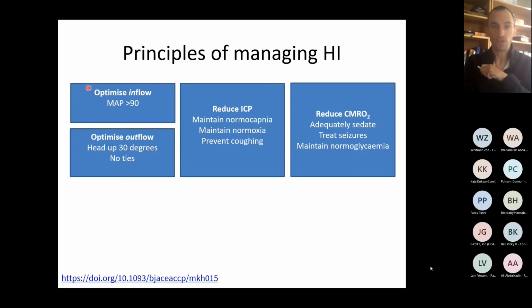And we talked about the other things on this slide. The only thing to say really is when we're talking about maintaining inflow, we're aiming for a MAP of above 90. And the reason we do that is your cerebral perfusion pressure is your MAP minus your intracranial pressure. We assume that in a head injured patient, your intracranial pressure is 20. So a MAP of 90 should mean that you've got a perfusing pressure of 70, which should be adequate in most patients.